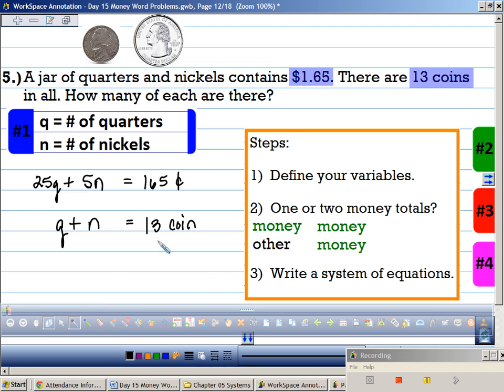Questions on that? See how it's easier to do it this way and then go back and say, what am I totaling? I'm totaling coins. What am I totaling? I'm totaling money. When you're totaling money, you need to assign value to the money. When you're totaling coins, you just have to say, what kind of coins do I have? Make sense? Questions?